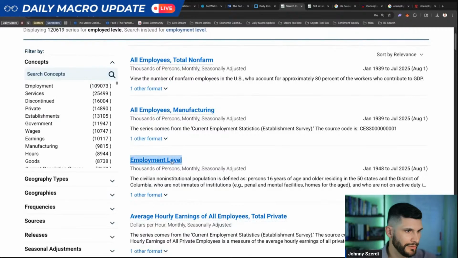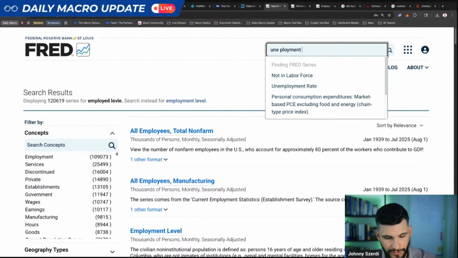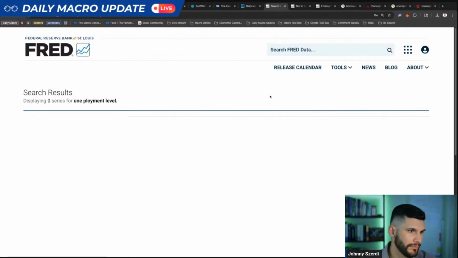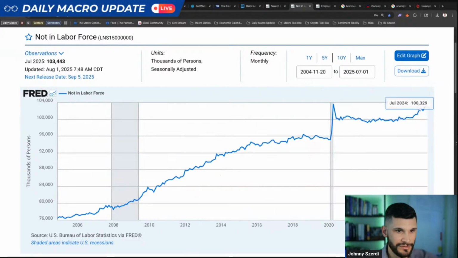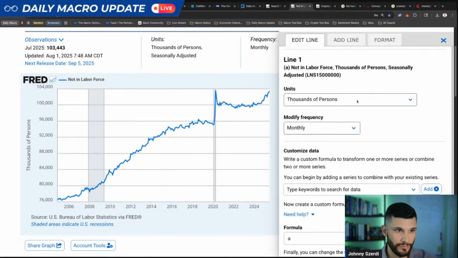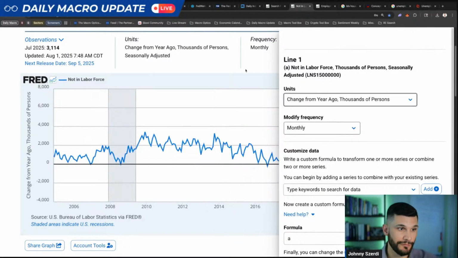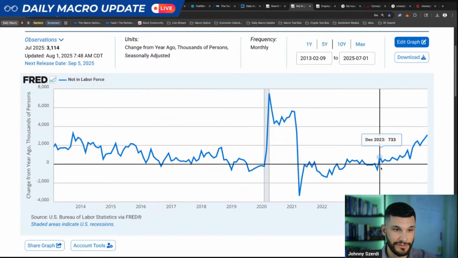We'll do employment level, and then we'll do unemployment level. While that loads, look at this. Look what's happened pretty much since June of 2024. Do you see this large acceleration here? What we'll do is change in thousands of people from 1 year ago, just to give you a better idea of this acceleration. Take a look at this.